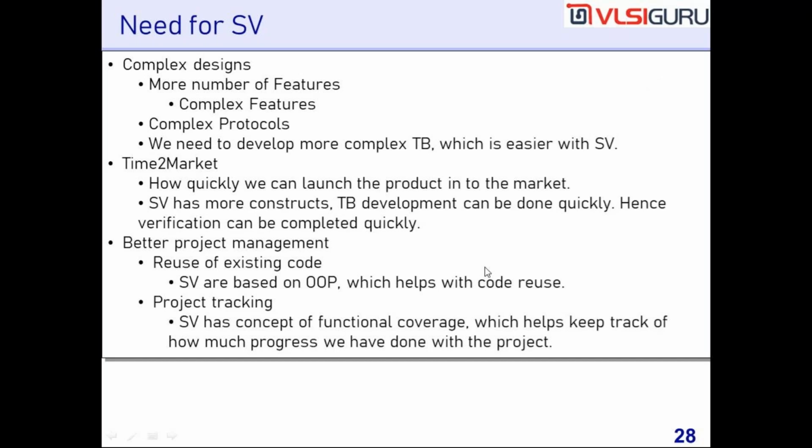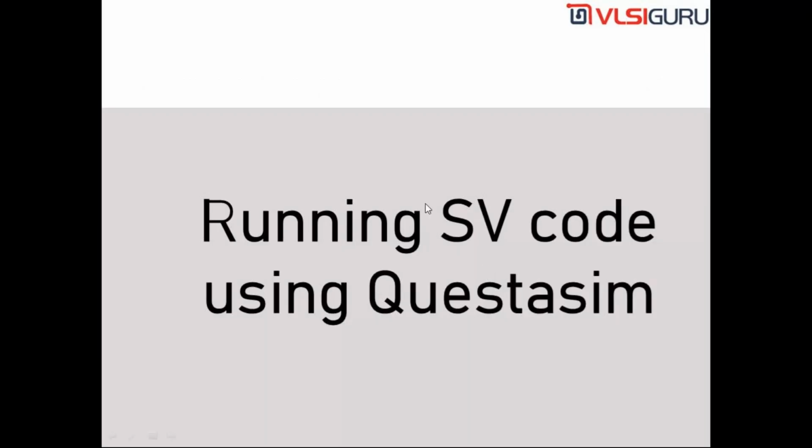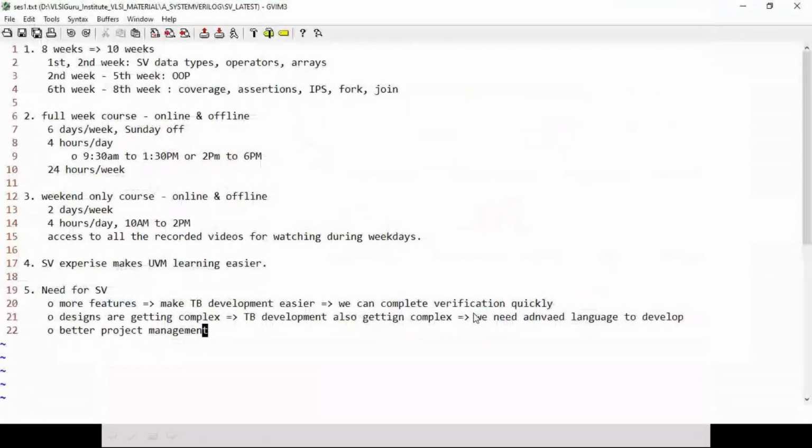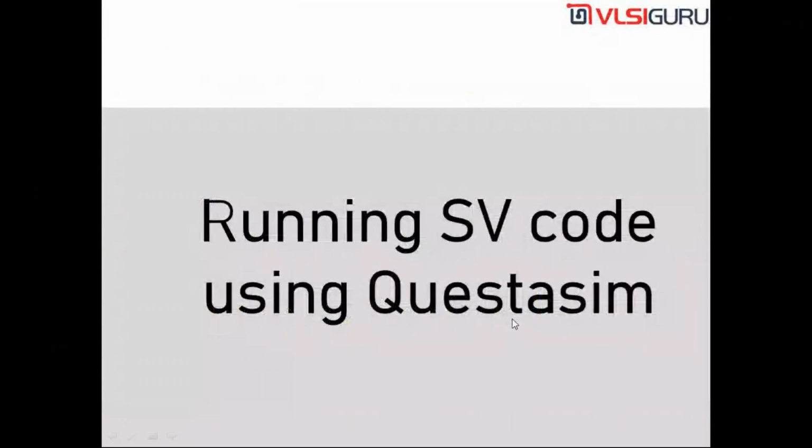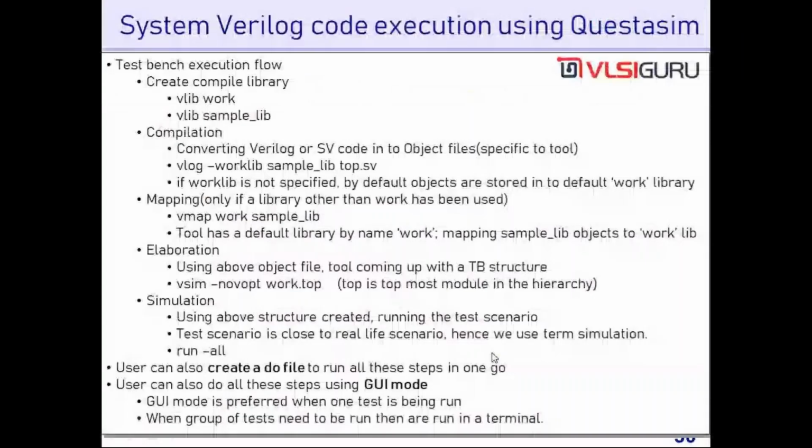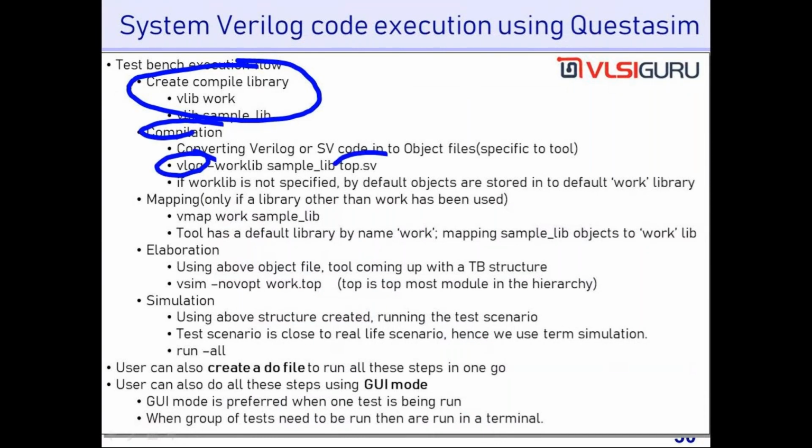Okay. Next, running System Verilog code using QuestaSim. Till now, you are all familiar with how to run Verilog code using ModelSim. Running System Verilog with QuestaSim is no different. It is the same as running Verilog code with ModelSim. You have to follow the same steps. You have to create the compilation library using the vlib command. You have to do the compilation using vlog top.sv. Let me not complicate it too much. No need of giving the work clip for now.